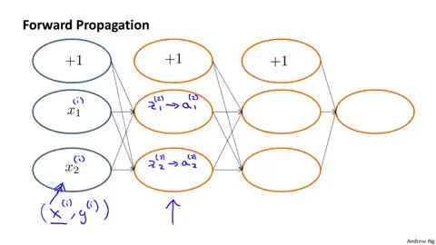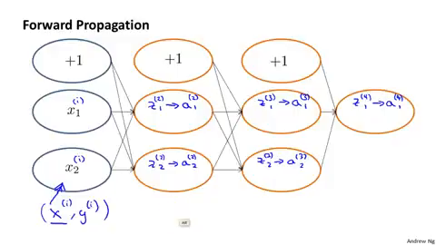Then we forward propagate again to get z31, apply the sigmoid or logistic activation function to that to get a31, and similarly, until we get z41, apply the activation function. This gives us a41, which is the final output value of the neural network.